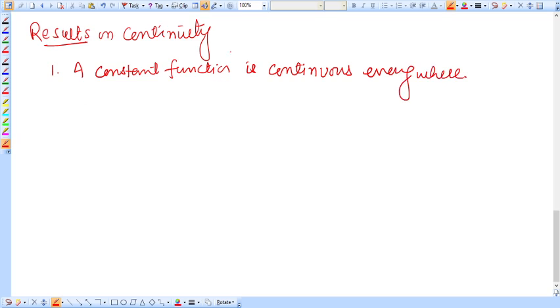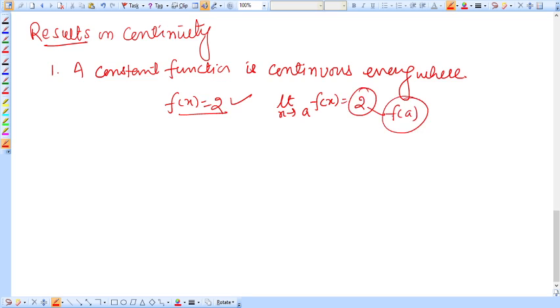Okay, अगर कोई फंक्शन कांस्टेंट है like f of x is equal to 2, okay, it is continuous everywhere. Why it is continuous? Because limit of f of x as x approaches anything is equal to 2, and 2 is nothing but equal to f of a because it is constant function, therefore it is continuous everywhere whatever the point may be.